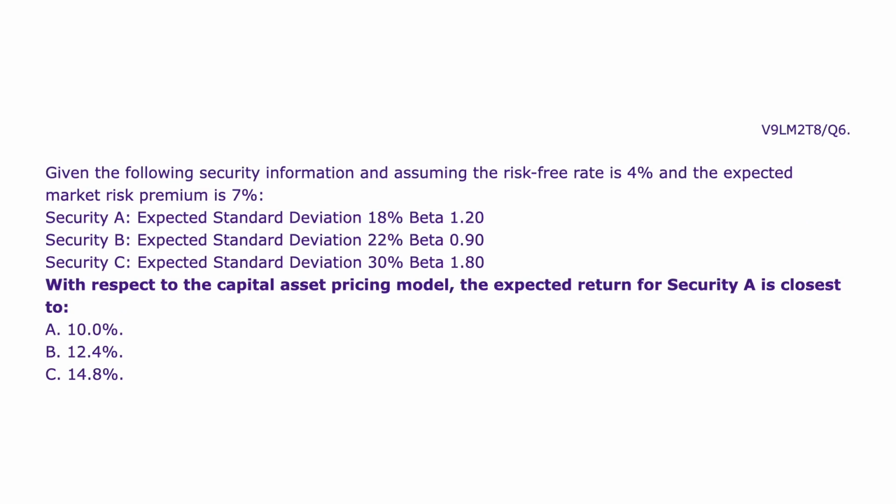Given the following security information and assuming the risk-free rate is 4% and the expected market risk premium is 7%. Security A, expected standard deviation 18%, beta 1.20. Security B, expected standard deviation 22%, beta 0.90. Security C, expected standard deviation 30%, beta 1.80. With respect to the capital asset pricing model, the expected return for security A is closest to A. 10.0%, B. 12.4%, C. 14.8%.